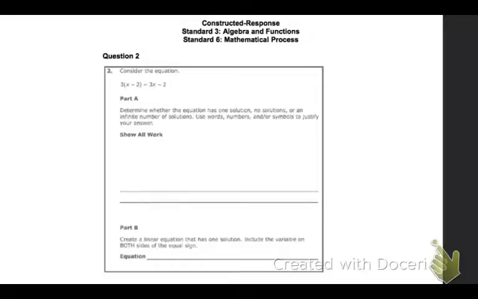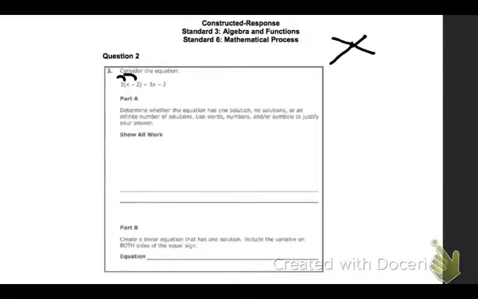So as we know, this is distribution property. I'm going to put little arrows for myself so I don't forget. Determine whether the equation has one solution, no solution, or infinite amount, and use words and or symbols to justify. Now, I'm going to come over here and just write a little note for myself.